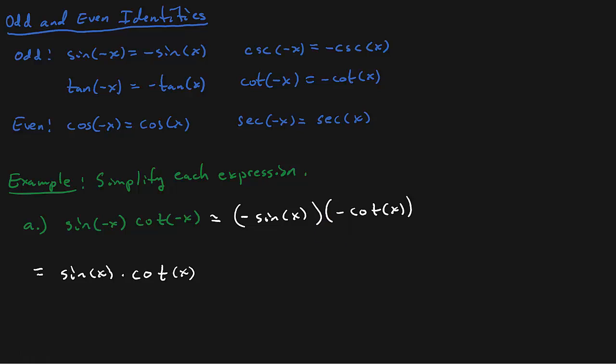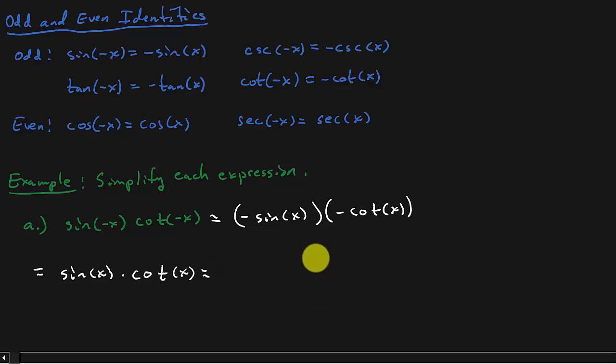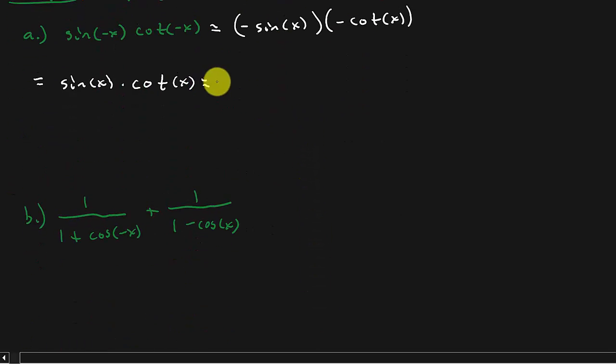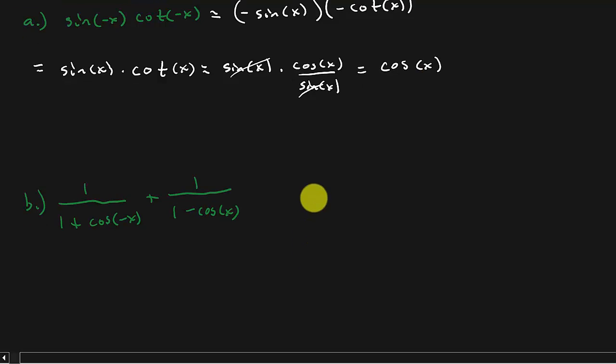All right, so now let's simplify like we did earlier. So this, let me move this up some. So this is going to be sine times what? Cosine over sine. I'm just simplifying. Cotangent is cosine over sine. Look at there, the sines cancel, and I'm left with just cosine x. All right, let's look at the next one.